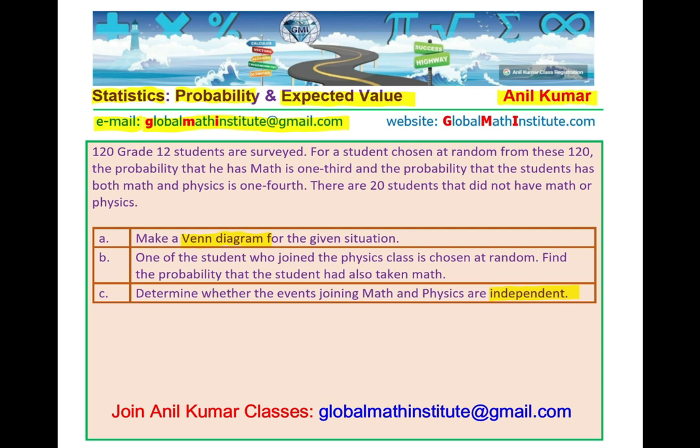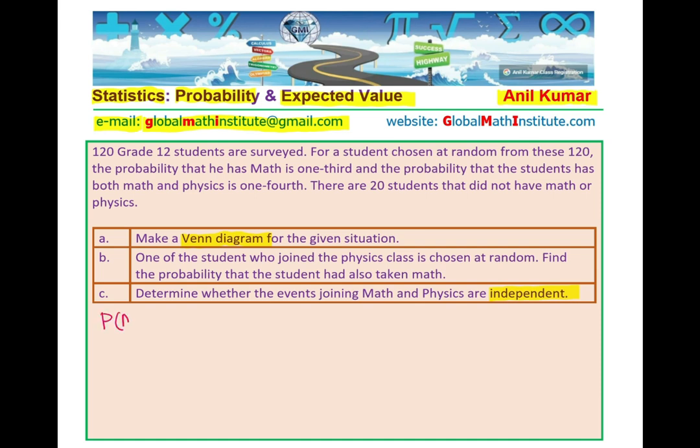Now, let's look into this particular solution. We are given that there are 120 total students. For a student chosen at random from these 120, the probability that he has math is one third. So, probability for math is equal to one third. Out of 120, how many should be there for math? One third of 120, correct? That means a total of 40 students should take math.